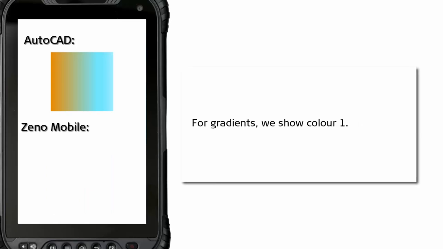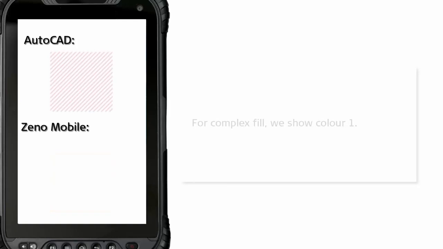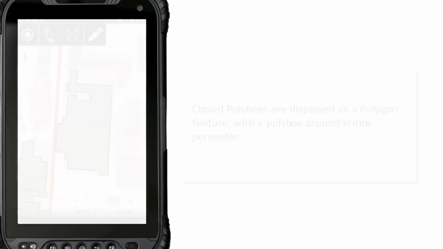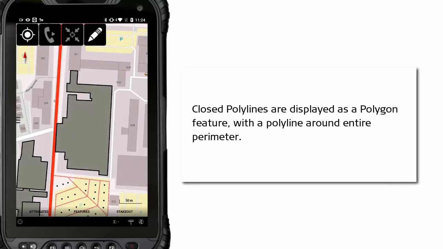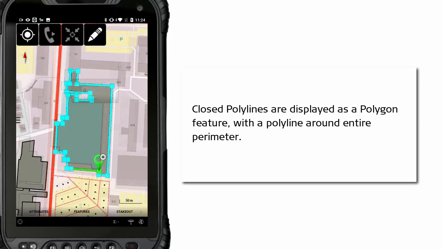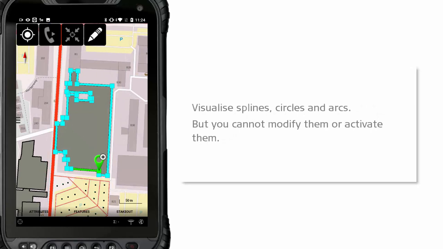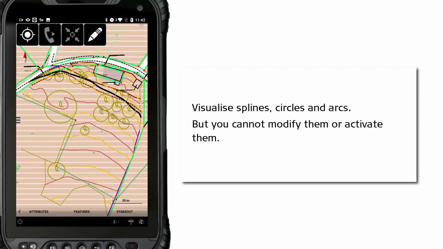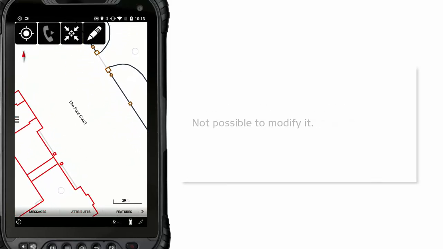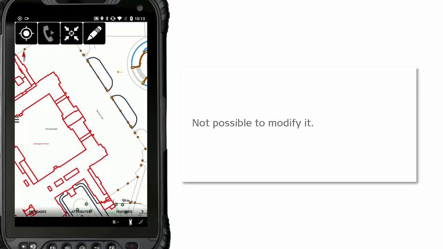When a CAD file has a gradient from color 1 to color 2, Zeno Mobile will always show color 1 as a solid hatch. When a CAD file has a complex fill with color 1 and color 2, Zeno Mobile will always show color 1 as a solid hatch. In Zeno Mobile, all closed polylines are displayed as polygon features with a separate polyline feature running around the entire perimeter of the polygon. You can visualize splines, circles, and arcs, but you cannot modify them or activate them. However, you can edit the symbology of these features.